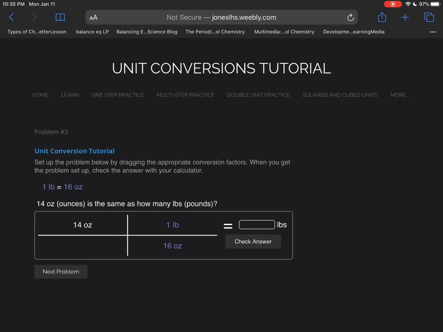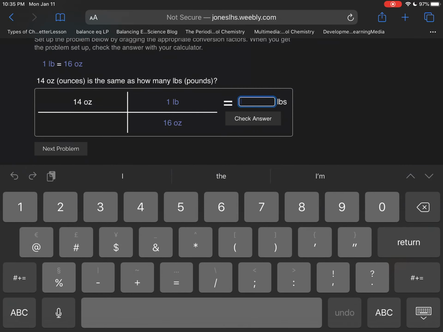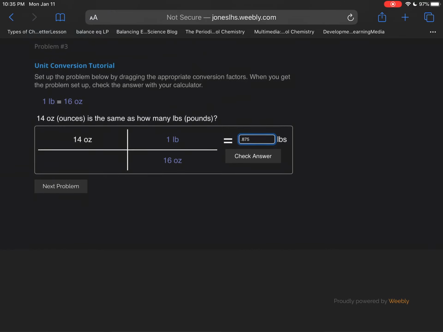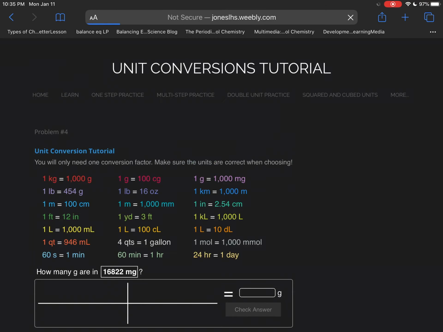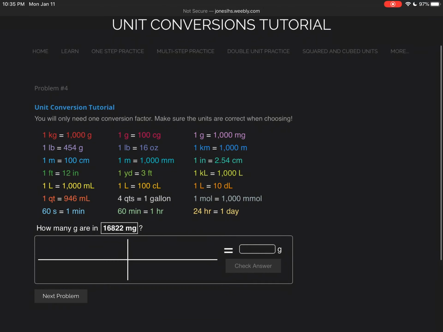Okay, so to find my answer, remember we're going to multiply everything on the top lines and divide by everything on the bottom lines. So 14 times 1 and then divided by 16, and you end up with 0.875. Okay, so I've typed in 0.875 and watch, I say check answer, and look, it tells me it's correct. Okay, so now in my notebook, I'm going to write down for number 3, 14 ounce in my grid lines with my 1 pound, 16 ounce, and then I'm going to write down my correct answer because I got it right. Okay, you're going to do the same thing for all 1 through 10.